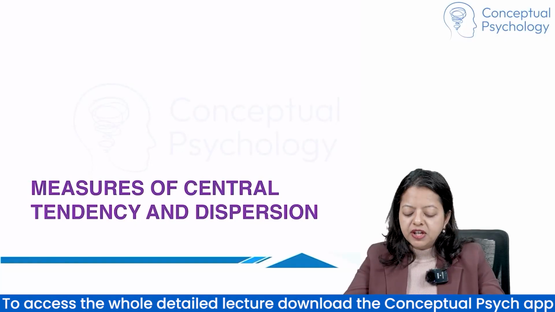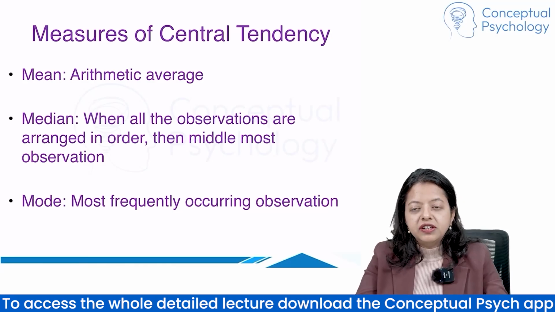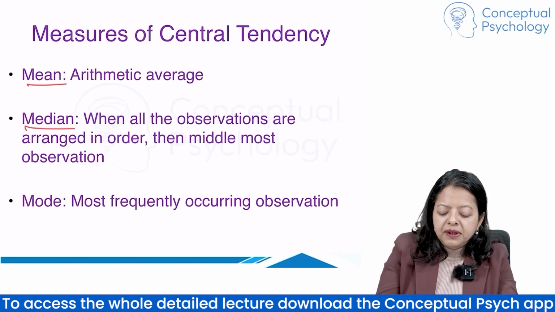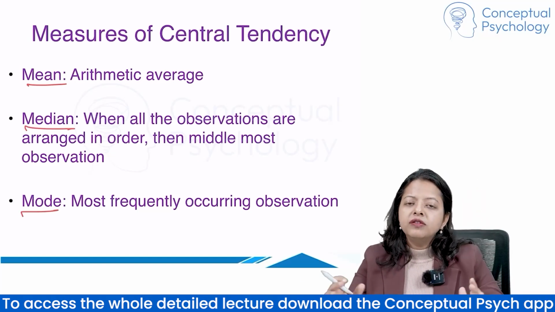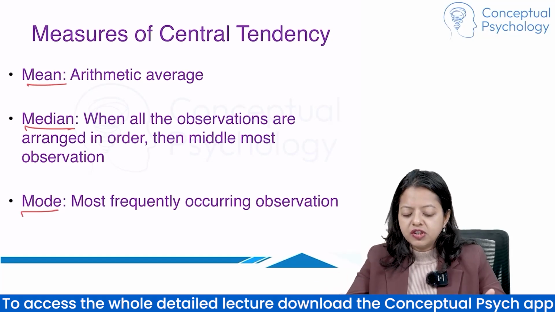Major topic, measures of central tendency and dispersion. So measures of central tendency. There are majorly three measures of central tendency: mean, median, mode. Mean is the arithmetic average. You are given a set of values, you add them up and divide by the number of observations, and that is the mean.